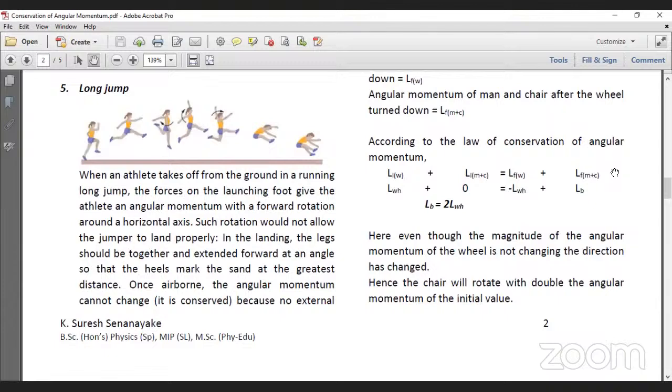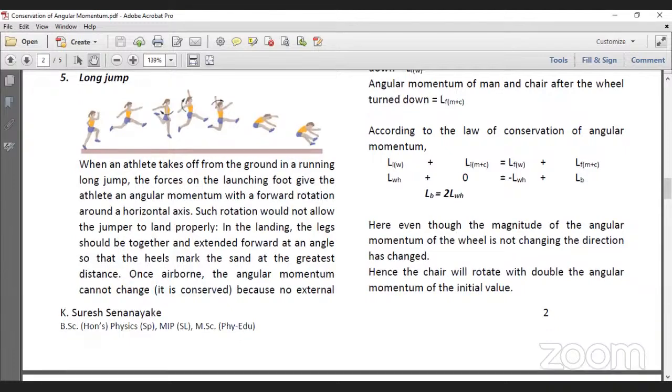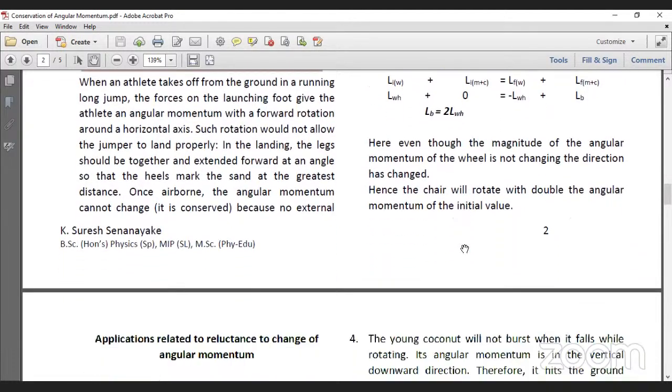According to this law of conservation of angular momentum, the initial angular momentum of the wheel plus the initial angular momentum of the man plus chair equals the final angular momentum of the wheel plus the final angular momentum of the man plus chair. Initially it is taken as LWH. Initially there's no angular momentum for the man and the chair, it's stationary, right? Finally, the angular momentum of the wheel is minus L because this direction is changed. And finally, the system has LB, the angular momentum of the system, which is 2 times the angular momentum of the wheel initially. So this will happen, right?